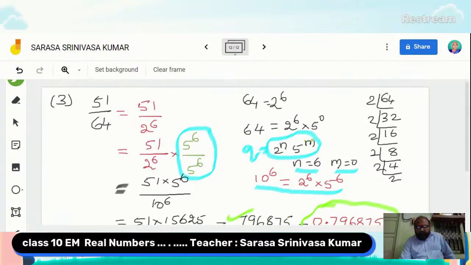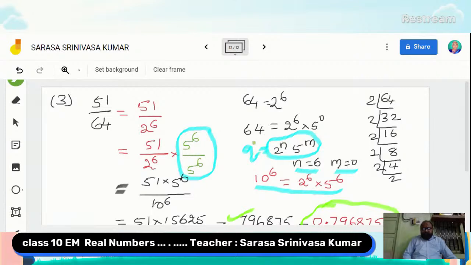Theorems 1.3 and 1.4 should be applied to solve these problems. Without understanding the statements of theorems 1.3 and 1.4, we cannot answer these questions. 51 by 64, we have found prime factors for 64, that equal to 2 power 6. So 64 can be expressed as 2 power 6 multiplied by 5 power 0.